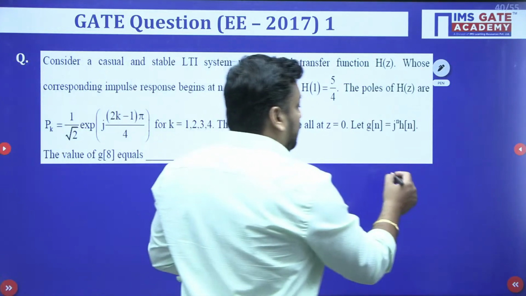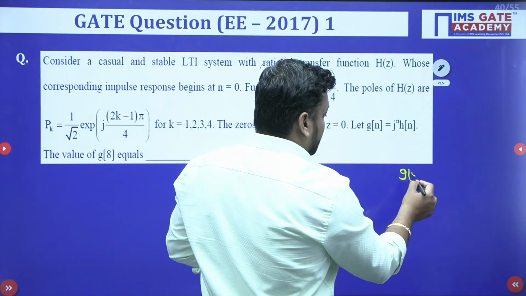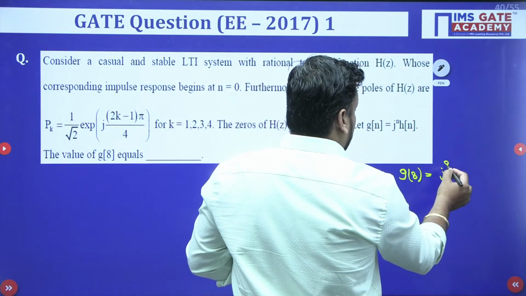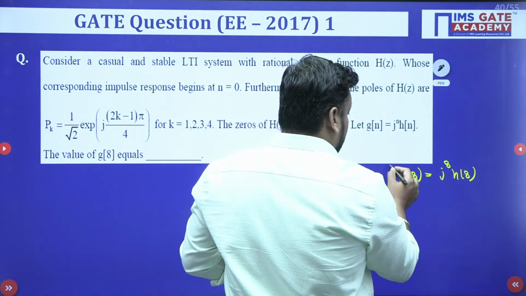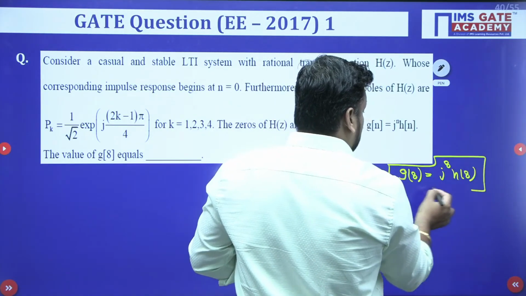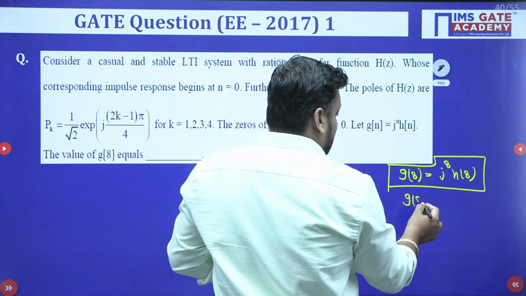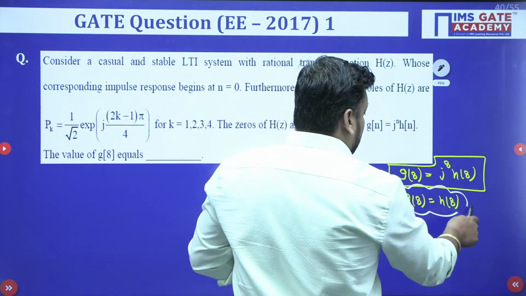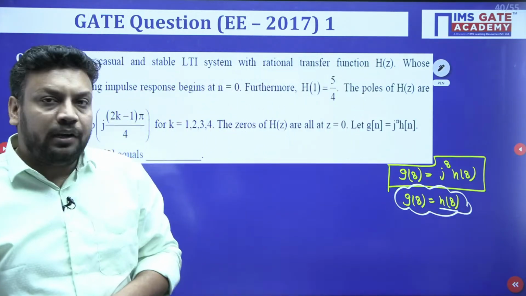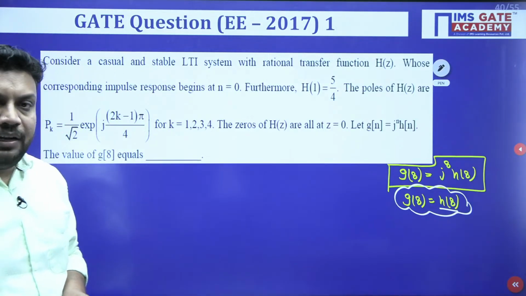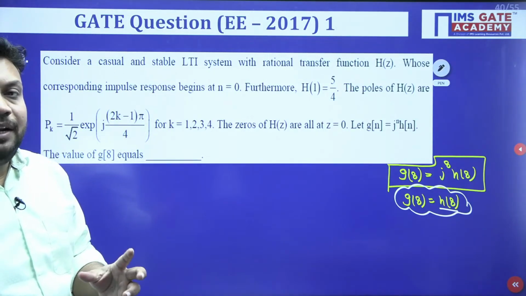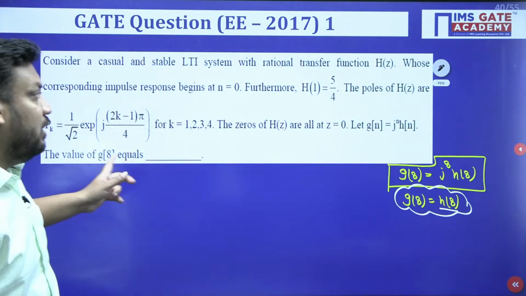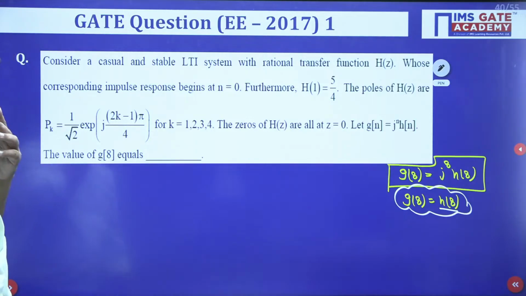So if I talk about the final expression, the examiner is asking only g[8]. So g[8] is nothing but j^8 into h[8], and we know that j^8 is plus 1 only. So it means g[8] is actually equal to h[8]. It means the examiner is asking for g[8], but it is equivalent to h[8]. So if you find h[8], that is nothing but your final answer. h[8] means you are looking for h[n] where n equal to 8, and H(z) you can design because zeros and poles are given to you.